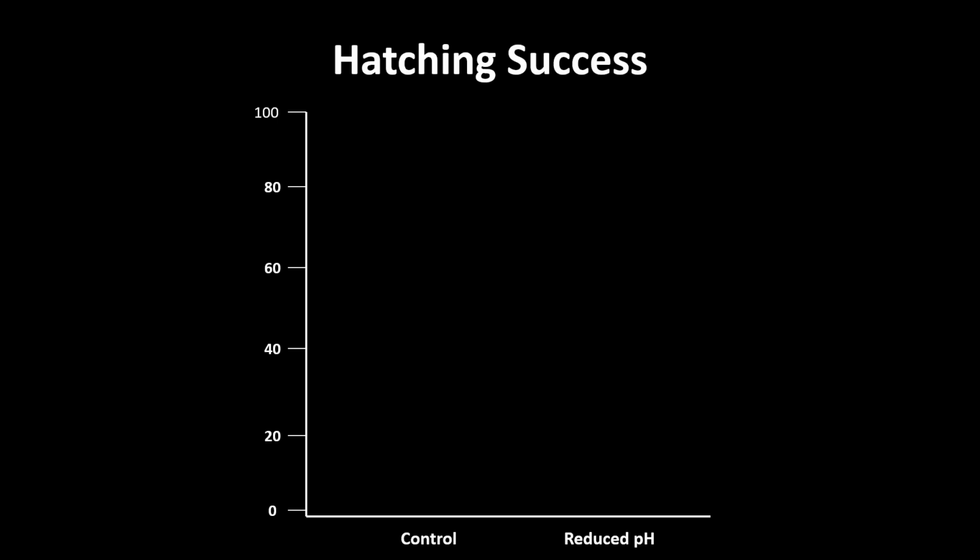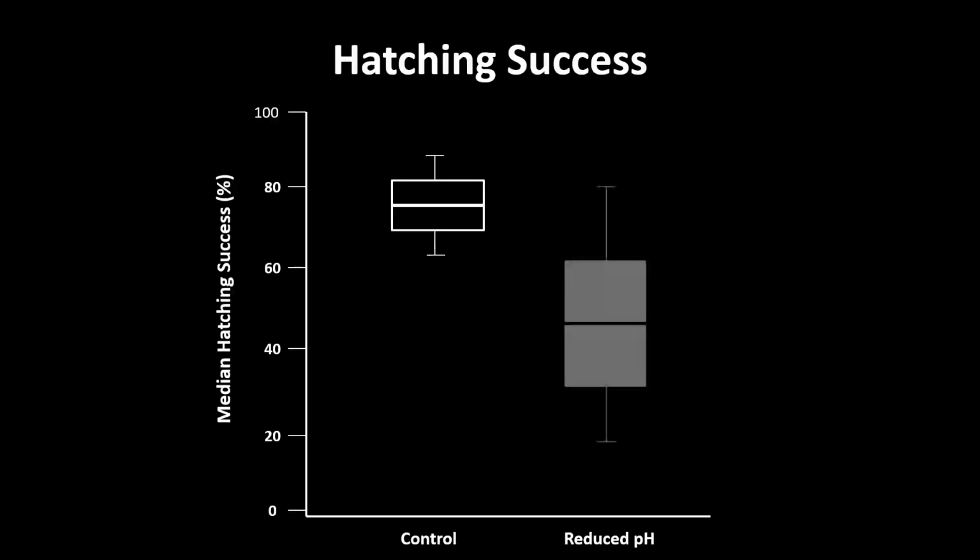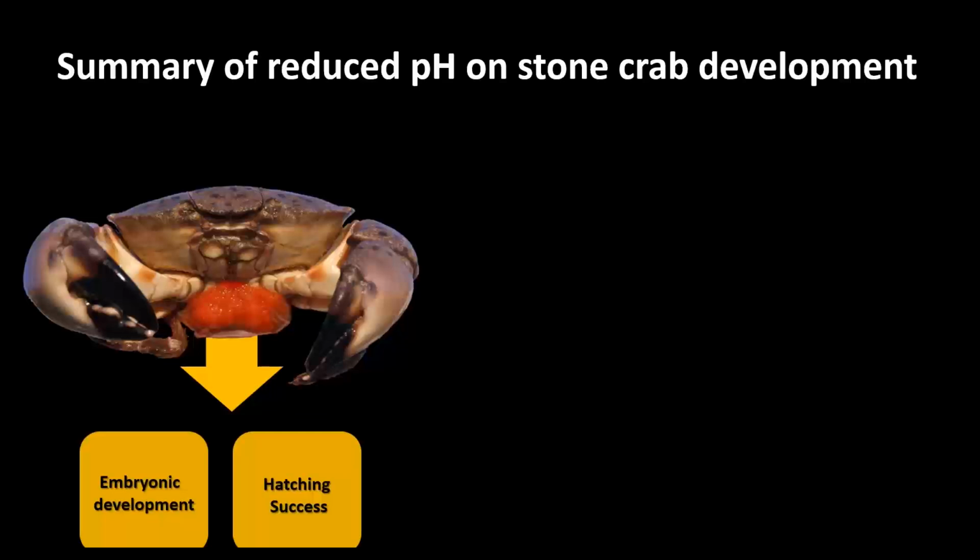When we looked at hatching success, we had the same treatments, control versus reduced pH, with the median hatching success on the y-axis. And when we compared those, in the control, we had about 80% hatch. And then in the reduced pH treatment, we had a significantly lower hatching success, about a 28% reduction observed in the low pH treatment. So in this study, we saw the effects on embryonic development, that they were developing a little bit slower.